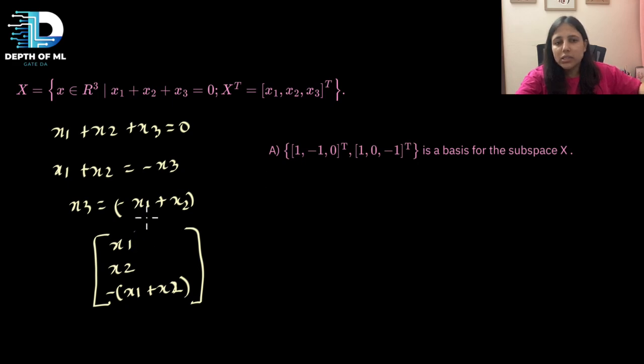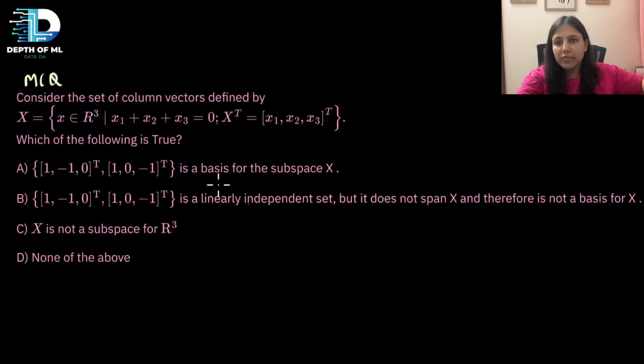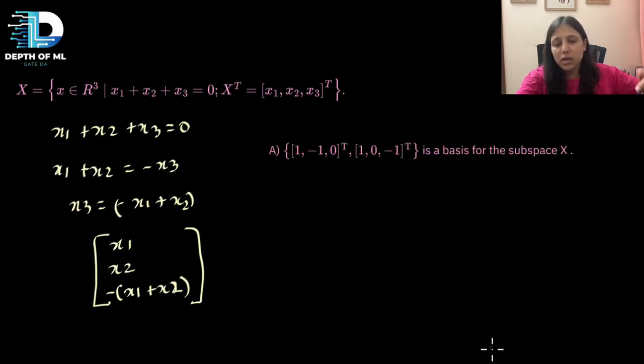It's saying that this is a basis for this particular subspace X. Okay, first of all, we should confirm whether this is a subspace or not, if it's not already given. So they are just defining it as a set. We don't know whether this is a subspace or not.